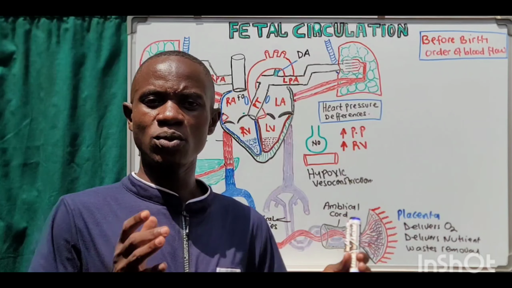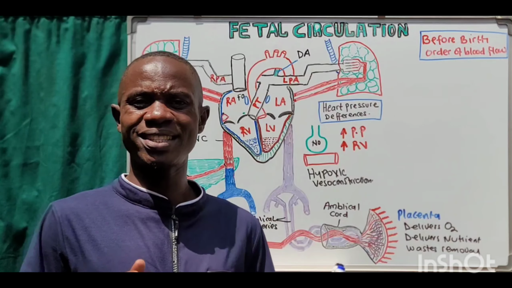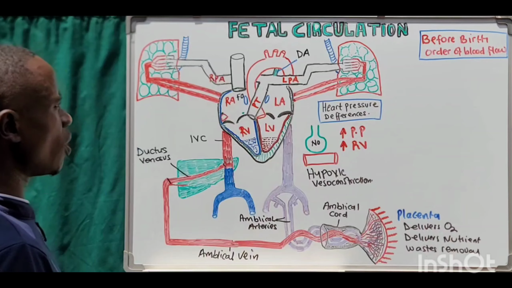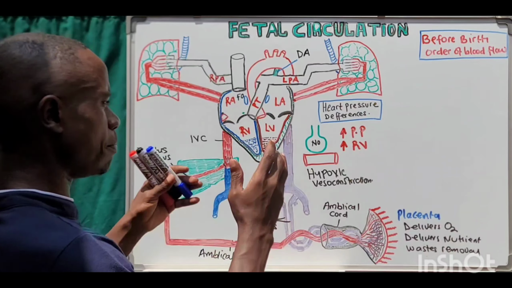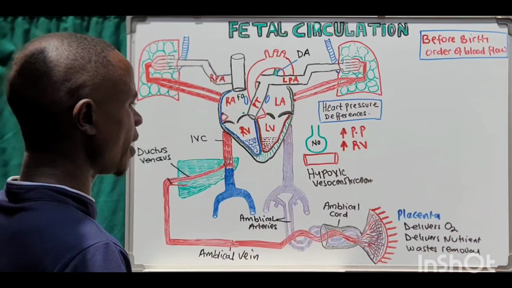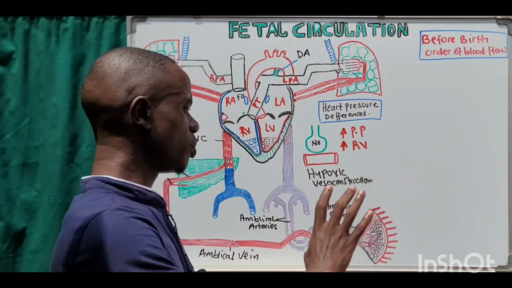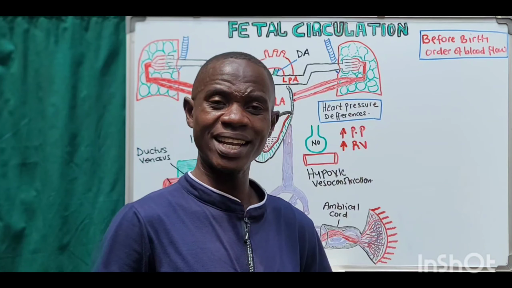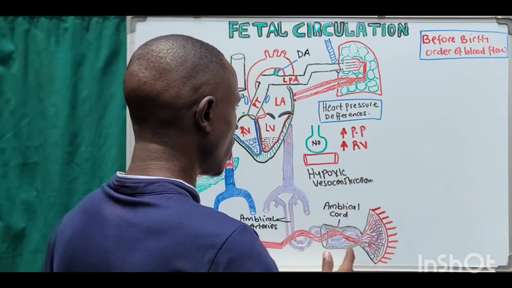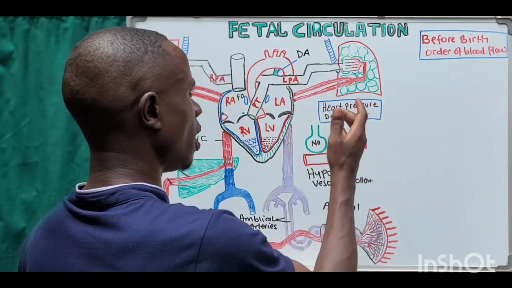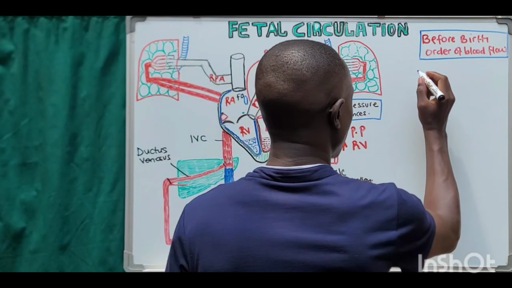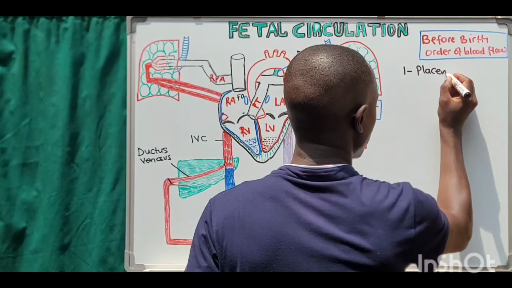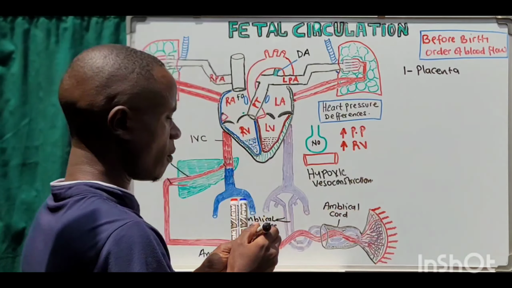Now that you have seen the Thebesian valve and the Eustachian valve, let's go ahead and see the order of blood flow in the fetus before birth. Okay. So now the whole process is going to be starting with the placenta, because the placenta is going to be sucking blood from the maternal side and then feeds the fetus. So our first step in blood flow during fetal life is going to be the placenta.